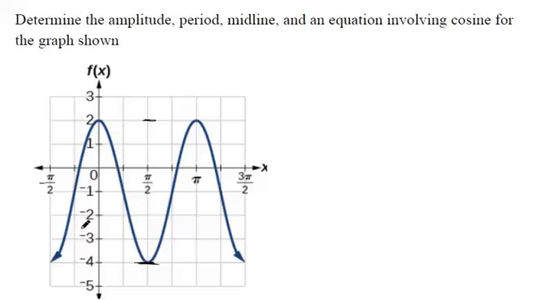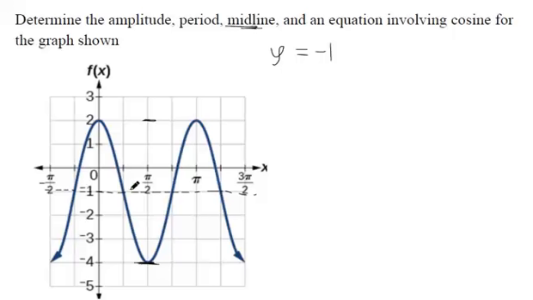So you could find the mean. You could do -4 plus 2 makes -2, and -2 divided by 2 makes -1. So this is the midline right here. Okay. So for that equation, it's y equals -1. That's the equation for the midline.